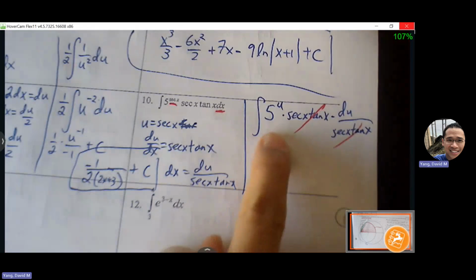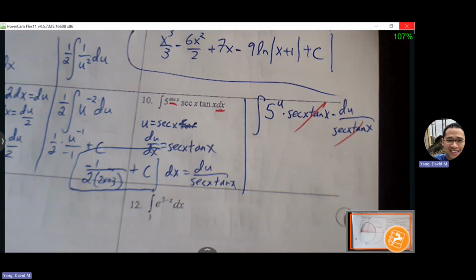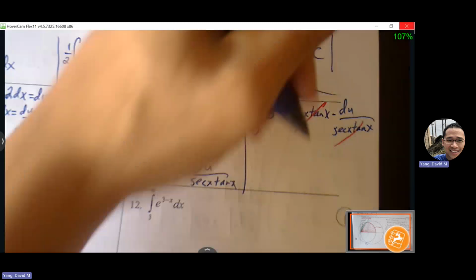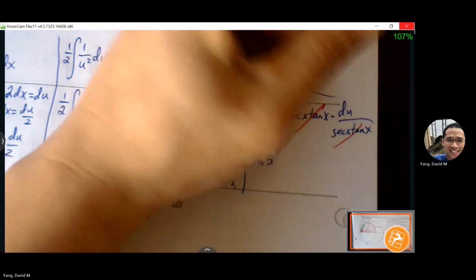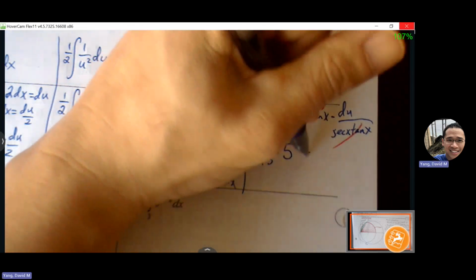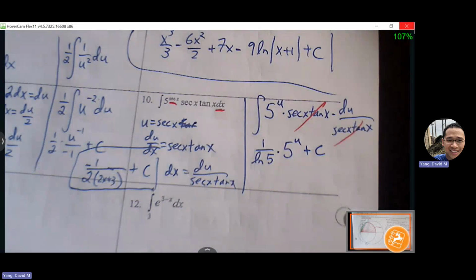So 5 to the u, that's a to the u. So the rule for a to the u is just a to the u with a little bit extra in front, right? So we have 1 over natural log of a times a to the u plus c. And then replace the u back in terms of x.